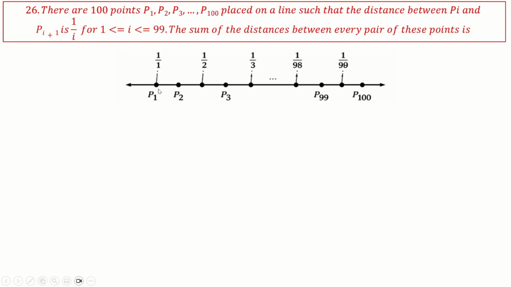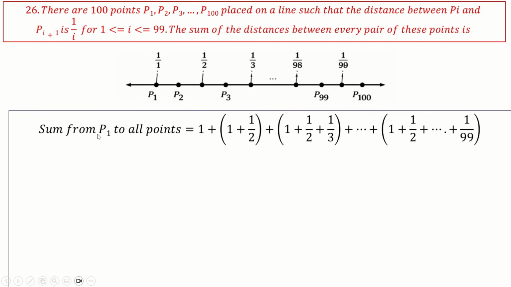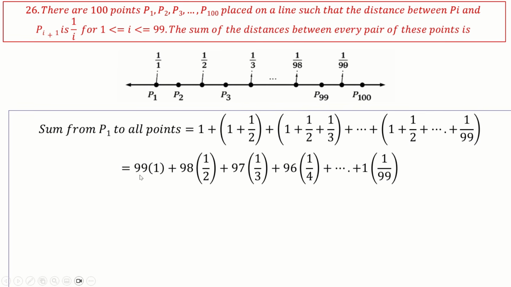Now the sum for each pair you need to calculate. So first take the sum from point P1. What is the total sum to all the points? First one is 1, we know P1 to P2 is 1. P1 to P3 is 1 plus 1 by 2. Then 1 plus 1 by 2 plus 1 by 3, and so on. It will go like this, 1 plus 1 by 2 plus up to 1 by 99, up to P100. Now you can reshuffle this: you have 99 ones, 98 1 by 2s, 97 1 by 3s, 96 1 by 4s, and only one 1 by 99.